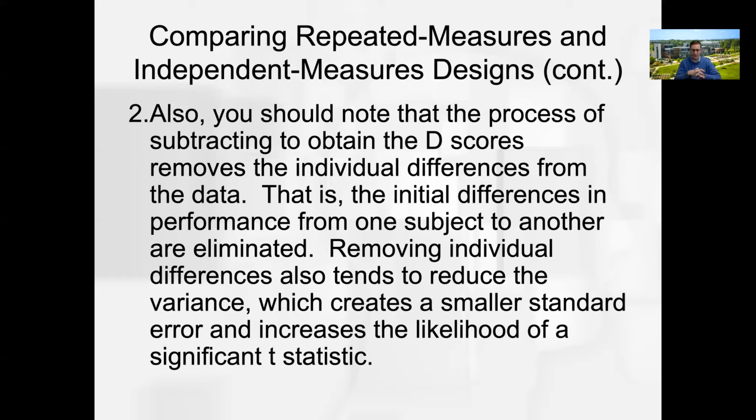So the initial differences in performance from one subject to another are eliminated, right? So you don't have to worry about that source of variance. Removing those individual differences also tends to reduce the variance, which creates smaller standard error and increases the likelihood of a significant T statistic.